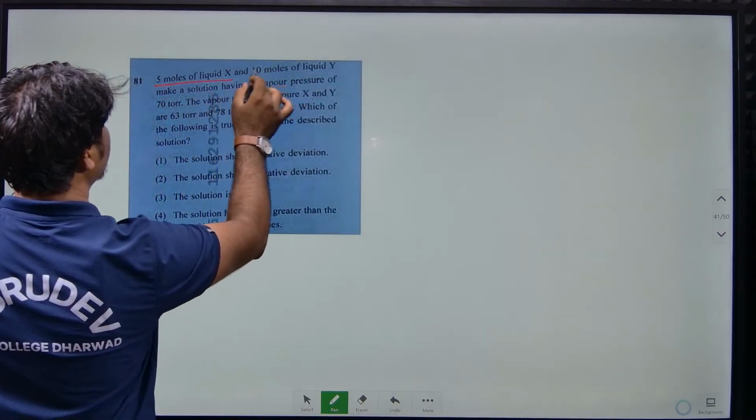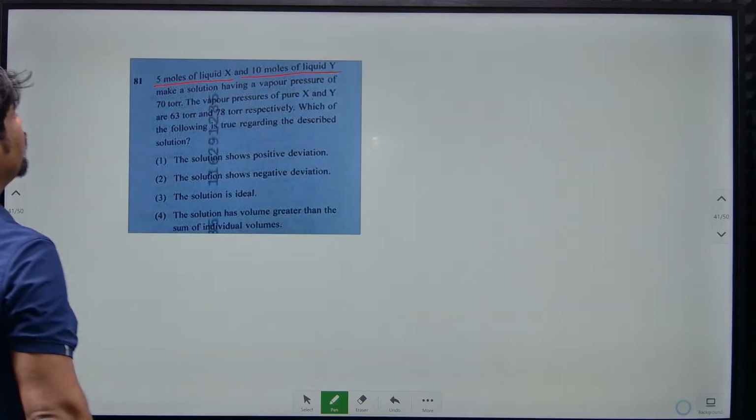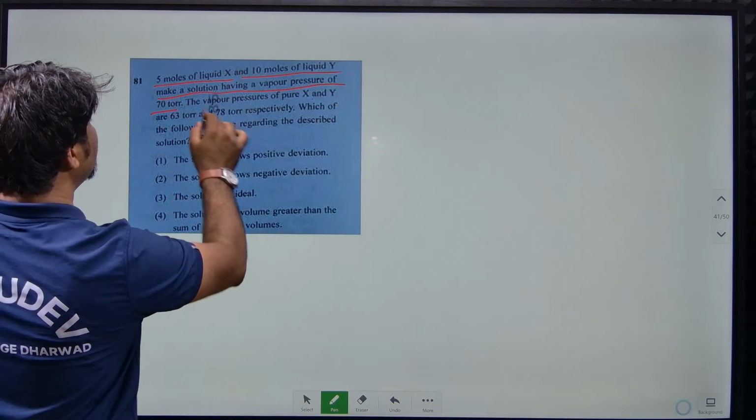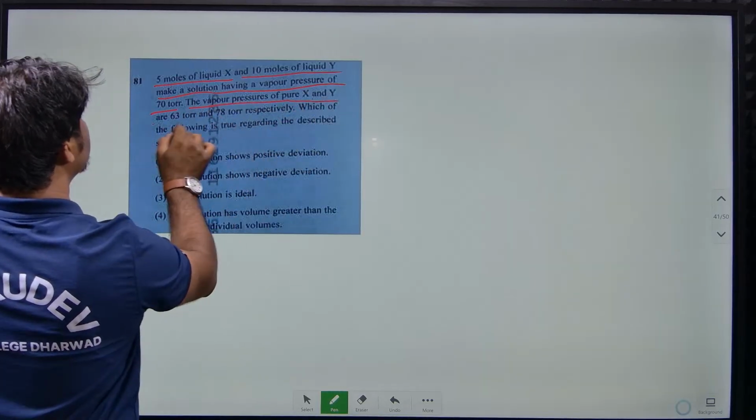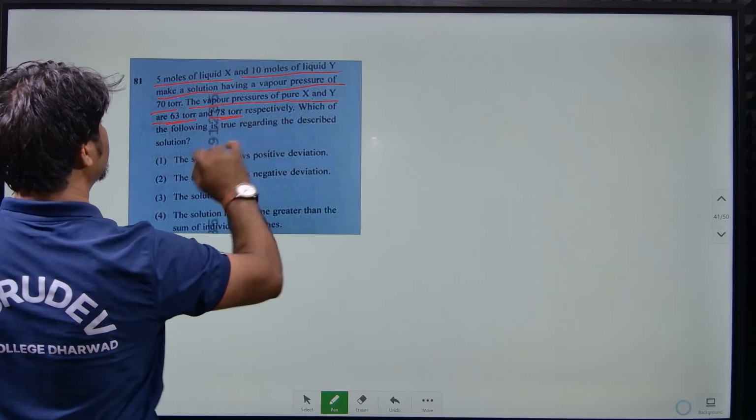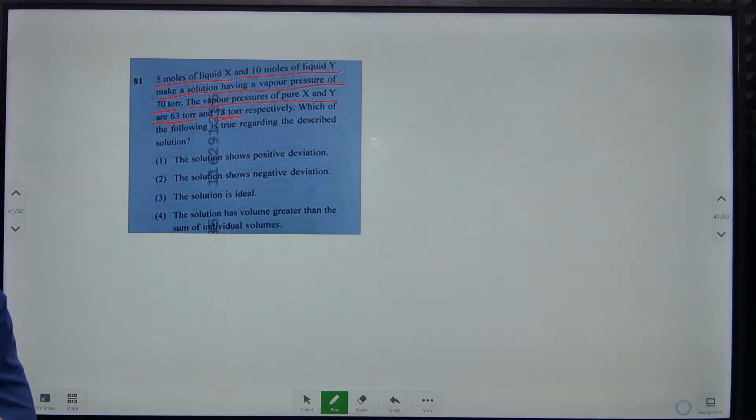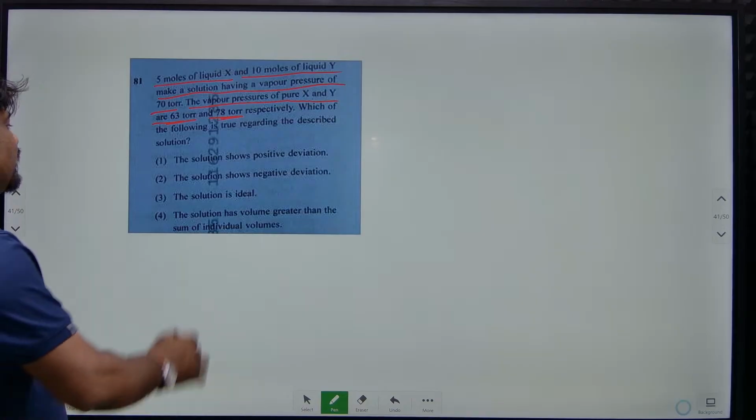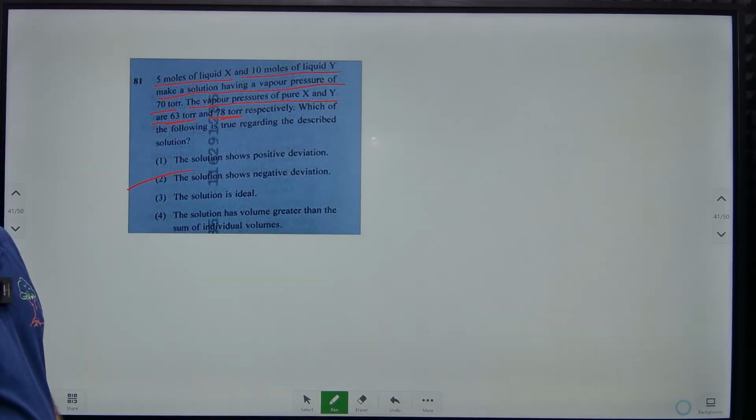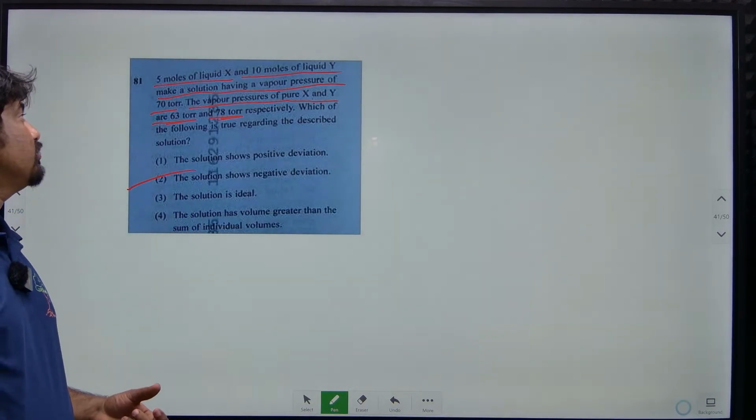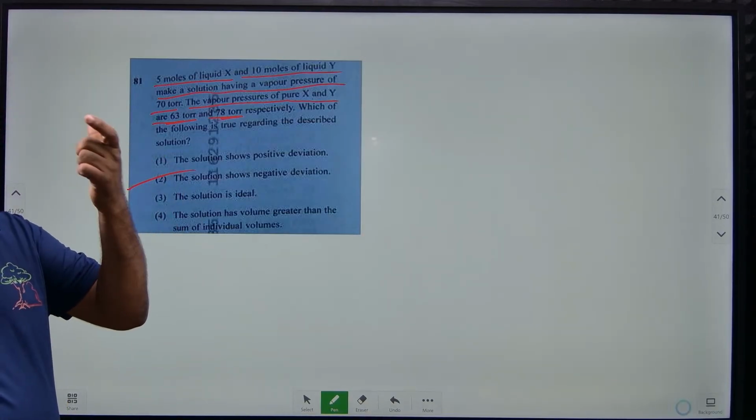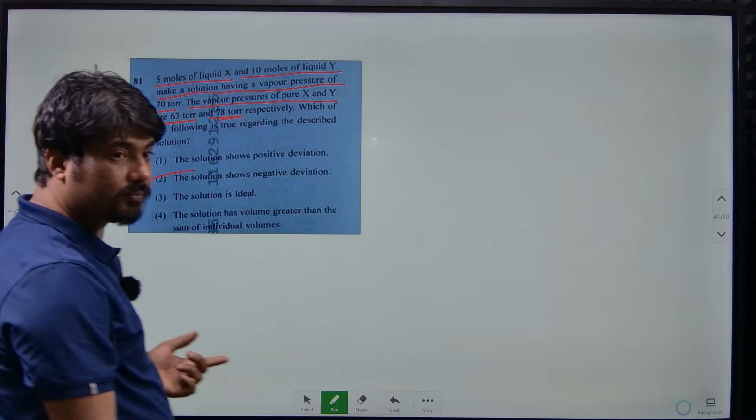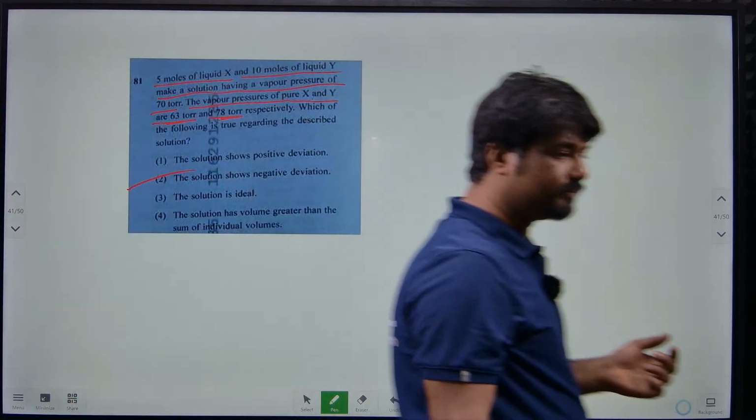5 moles of liquid X and 10 moles of liquid Y make a solution having a vapor pressure of 70 torr. The vapor pressure of pure X and Y is 63 and 78 torr respectively. Which of the following is true regarding the solution? Actually, on mixing the two liquids, we get a solution that shows negative deviation. Why will the negative deviation show? Because the A-B attraction is greater than A-A and B-B. That's the reason why.